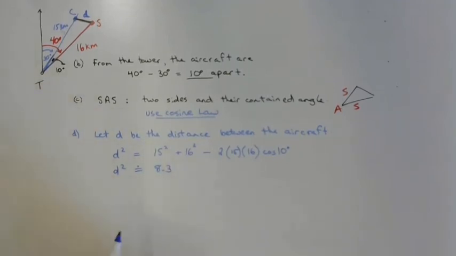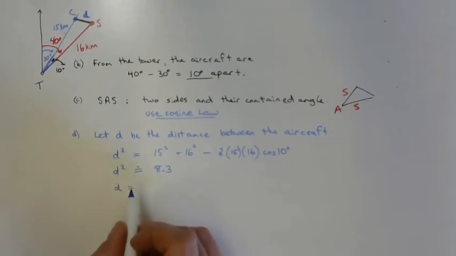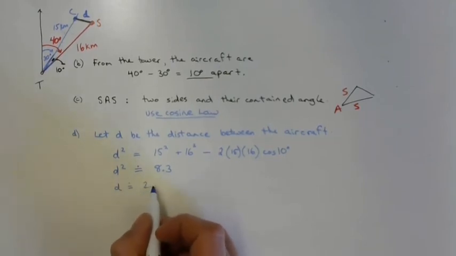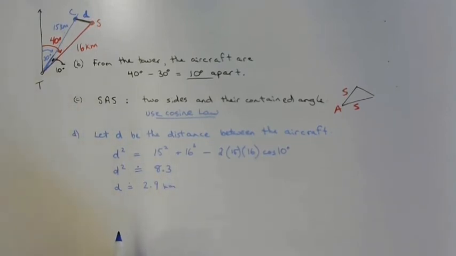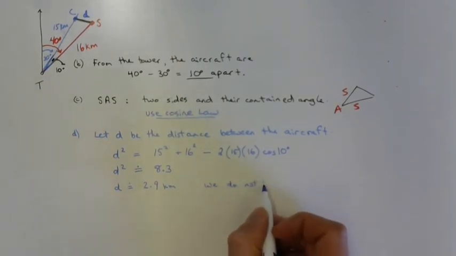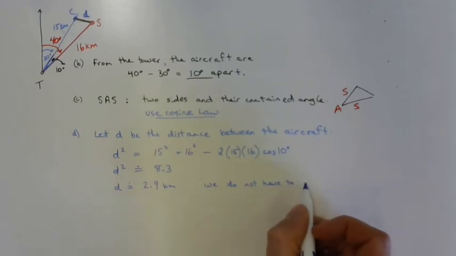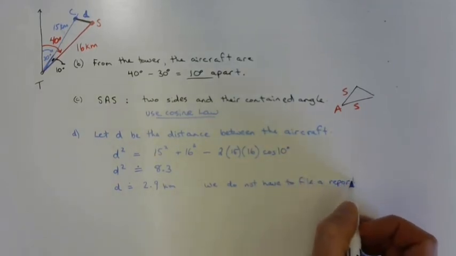Are we done? No, you have to square root both sides. D is approximately 2.9 kilometers. Do we have to file a report? Nope. We do not have to file a report. Yay.